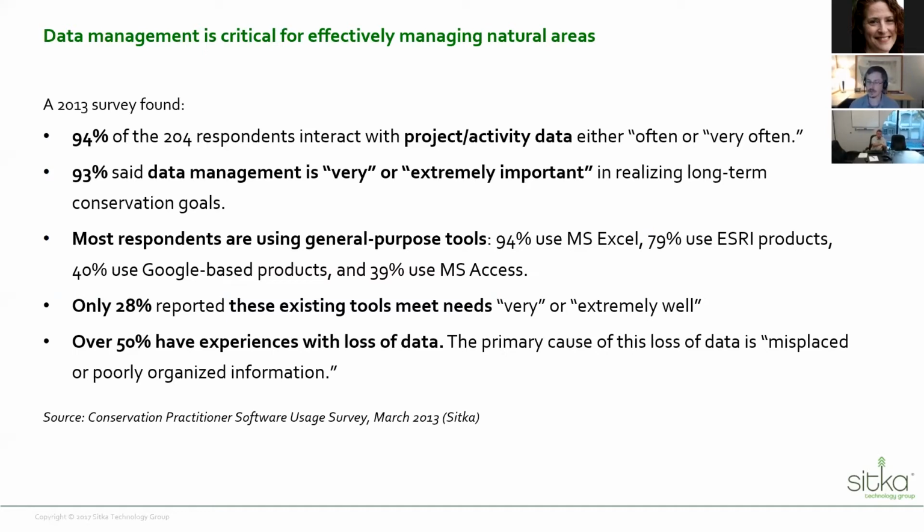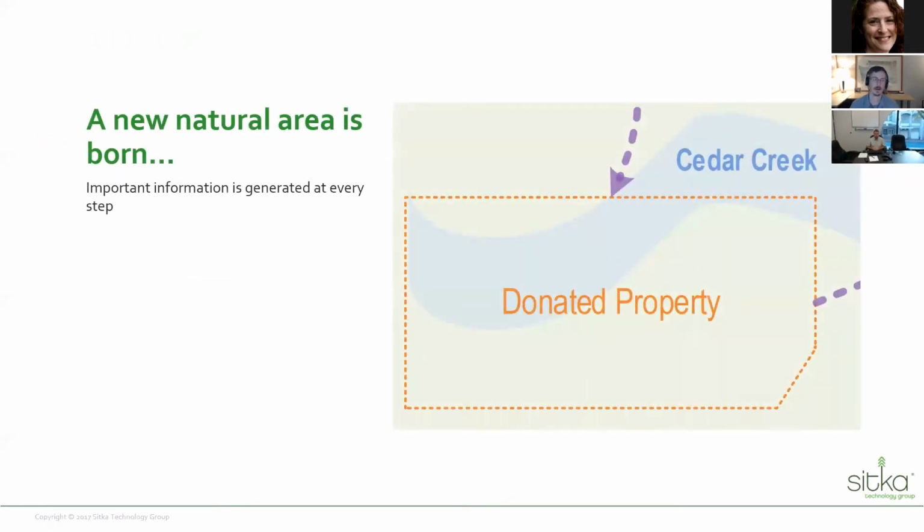So our conclusion from this is that it's not really a great picture for data management for tracking our important natural areas. That's why we are doing what we're doing, trying to help people out here. To drive this point home, let's walk through a scenario from the beginning. Here we are, Smith Farms has reached out to our program with a proposed donation of their northeast parcel.